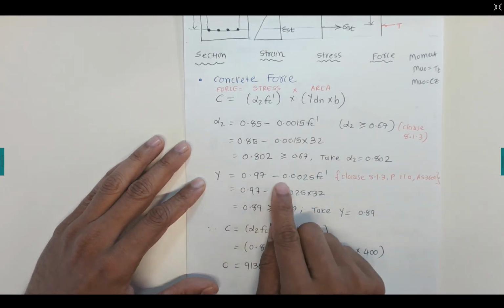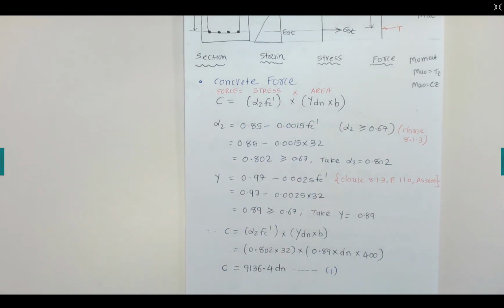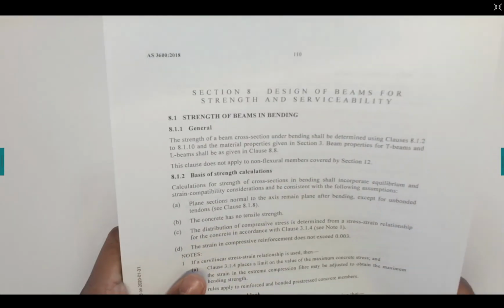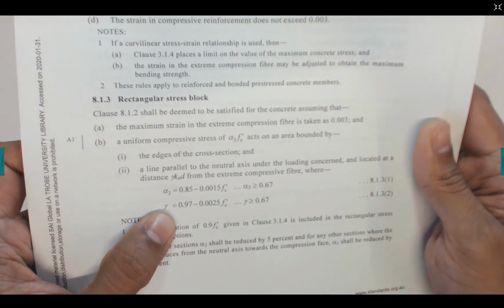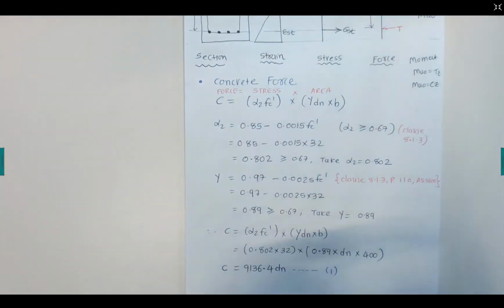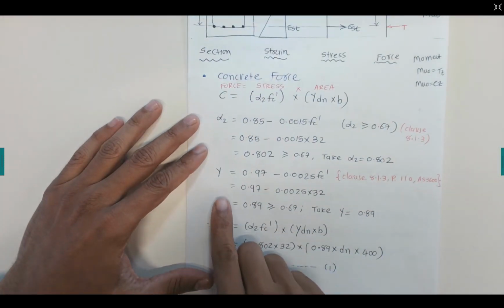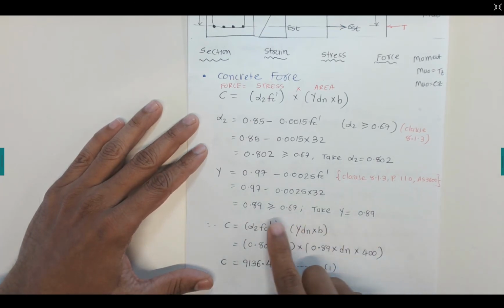The gamma equation is given again on the same page 110 of the Australian standard. If you go to page 110, you can see the gamma equation is 0.97 minus 0.025 fc dash. If you simplify this, it gives you 0.89. Again, check whether it is greater than 0.67 or not. If it is greater, you just take gamma as 0.89.